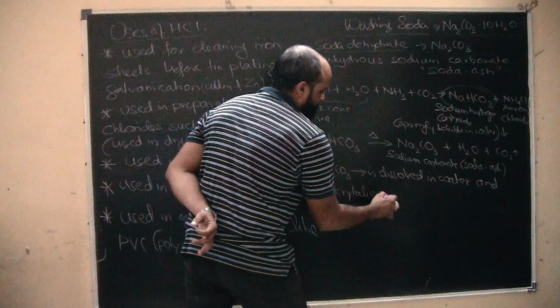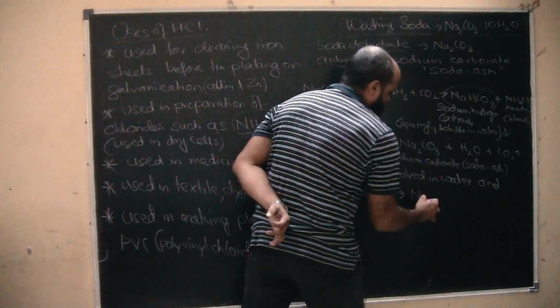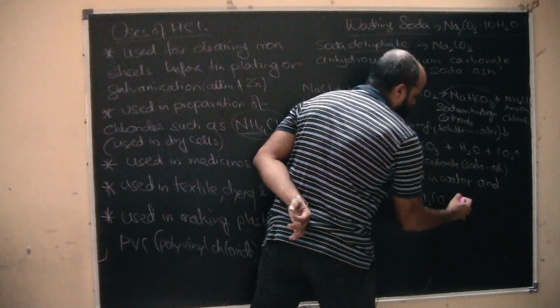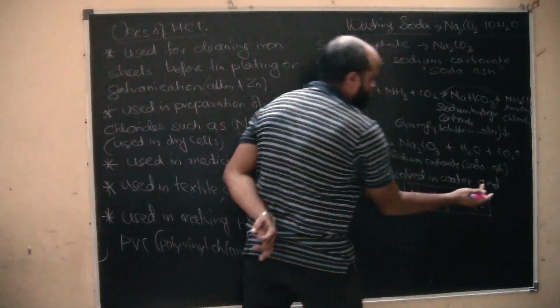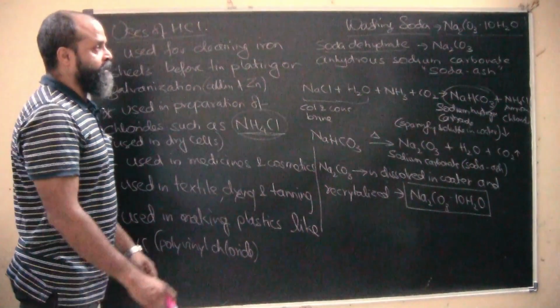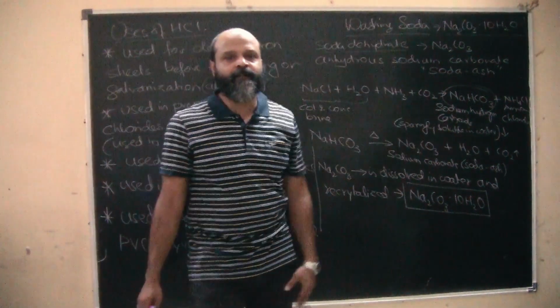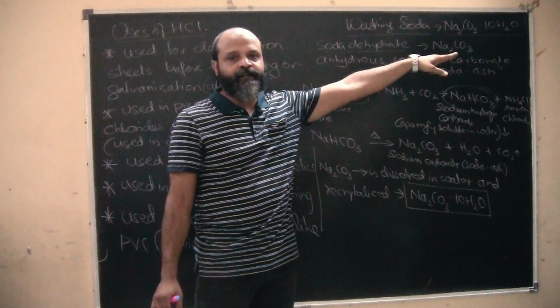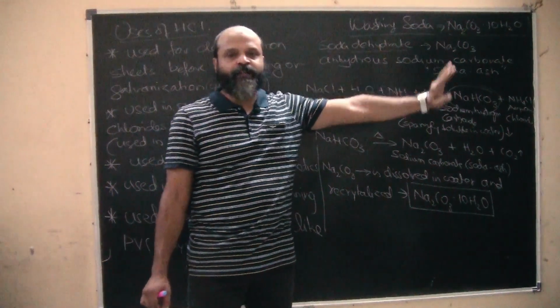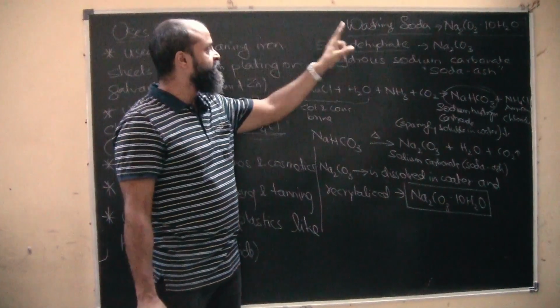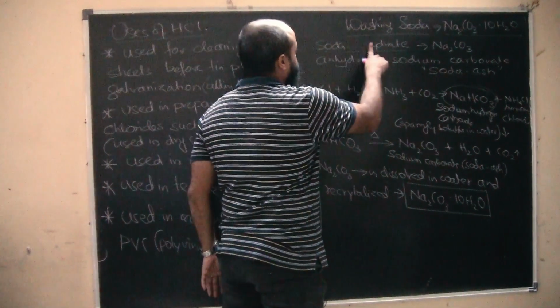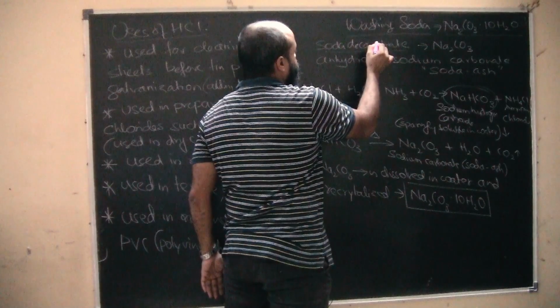This is recrystallized to get Na2CO3·10H2O. Okay, so this is how we will obtain washing soda. Just reiterating the process, we have sodium carbonate having 10 molecules of water. Sodium carbonate having 10 molecules of water is known as washing soda. This is also known as sodium carbonate decahydrate.